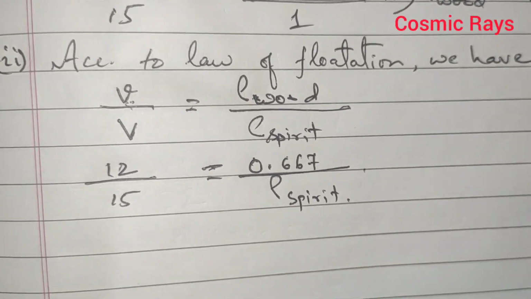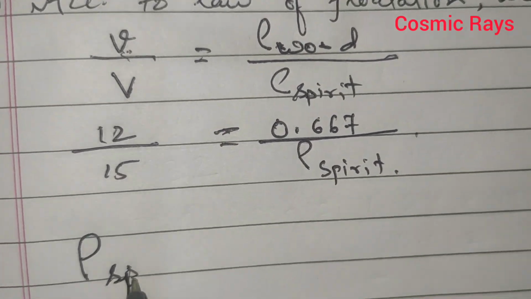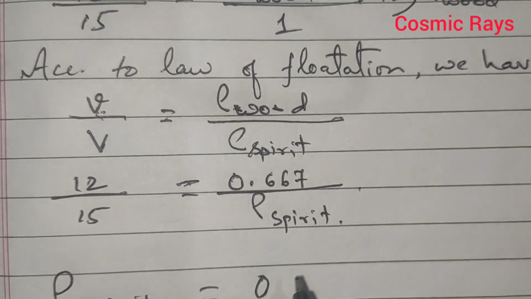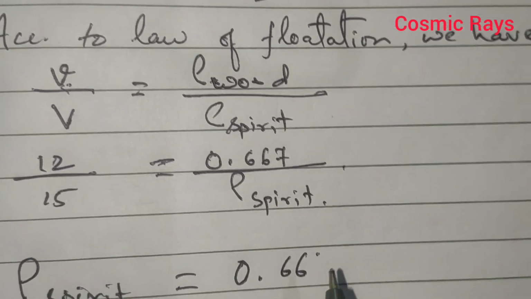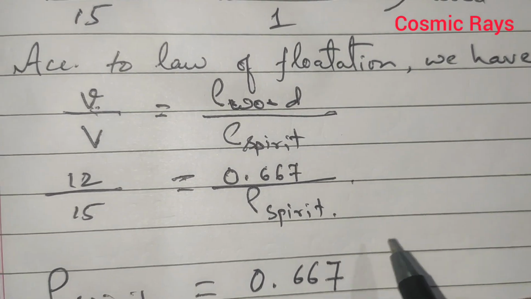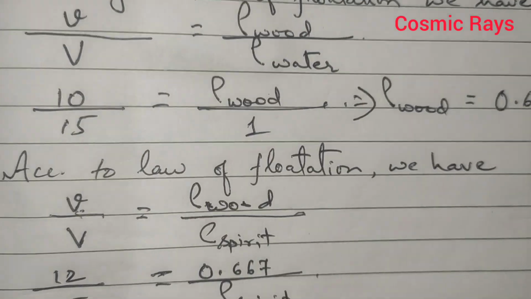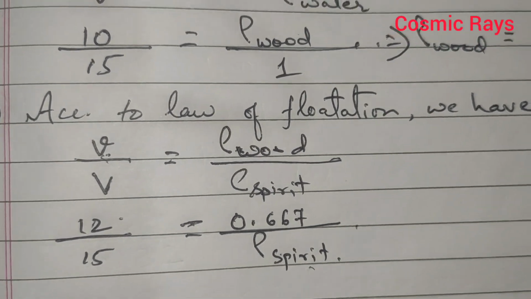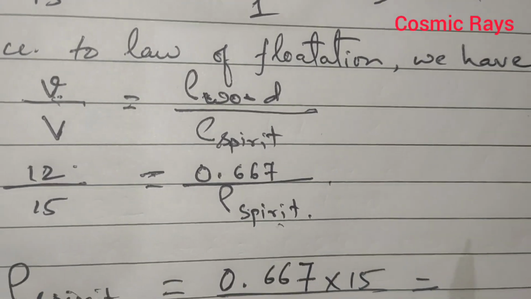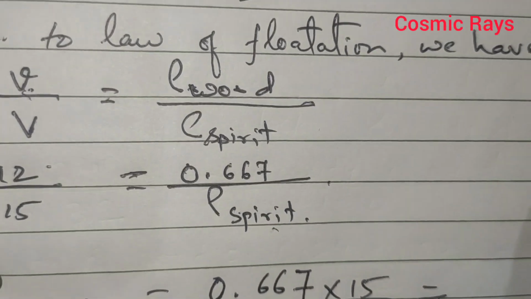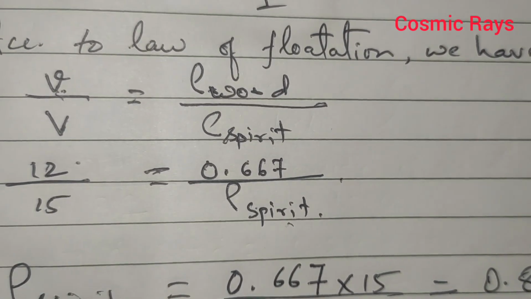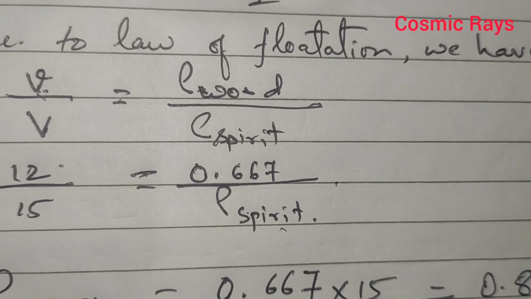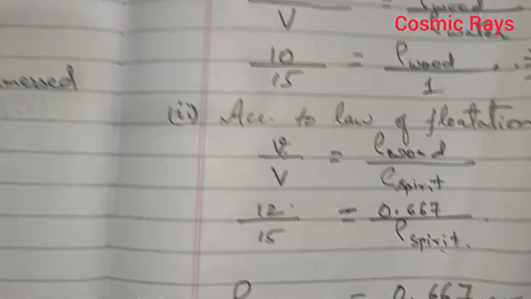Please do the calculation. Then density of the spirit will be equal to 0.667, this comes here, 12 goes down, multiplied by 15 upon 12, so it should come to the answer given in the book, which is 0.8333 gram per centimeter cube. So this is how we go about it.